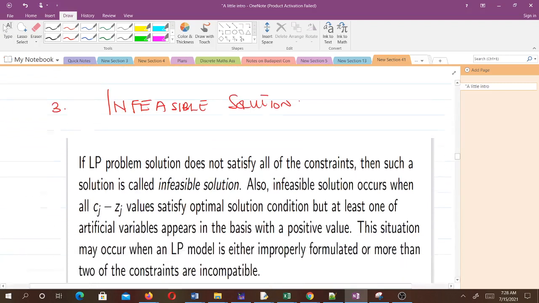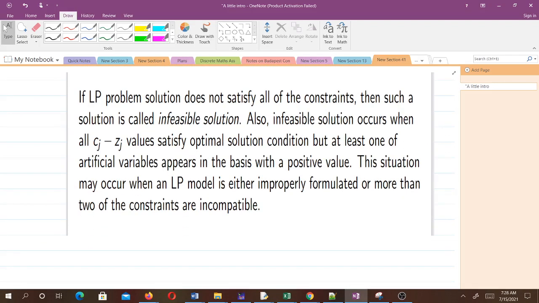So infeasible solution. So if LP problem solution does not satisfy all of the constraints, then such a solution is called infeasible solution. Also, infeasible solution occurs when all Cj minus Zj values satisfy optimal solution condition, but at least one of the artificial variables appears in the basis with a positive value. So we talked about this when we were talking about the two-phase method. Okay. So this situation may occur when an LP model is either improperly formulated or more than two of the constraints are incompatible. Okay, incompatible.